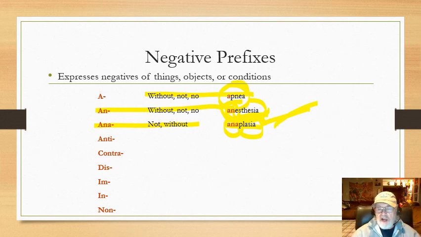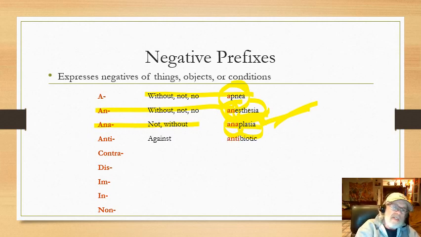And we find in some tumors, they call the cells anaplastic, or they describe anaplasia in these cells because the cells don't look like they normally should. They have abnormal or without normal formation. So ana means not or without.